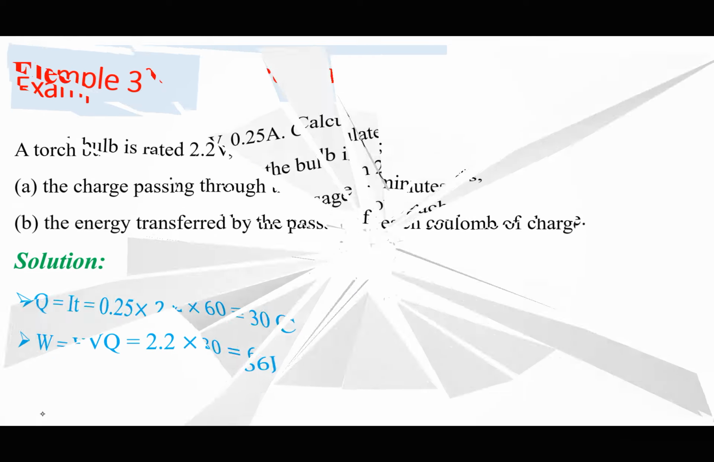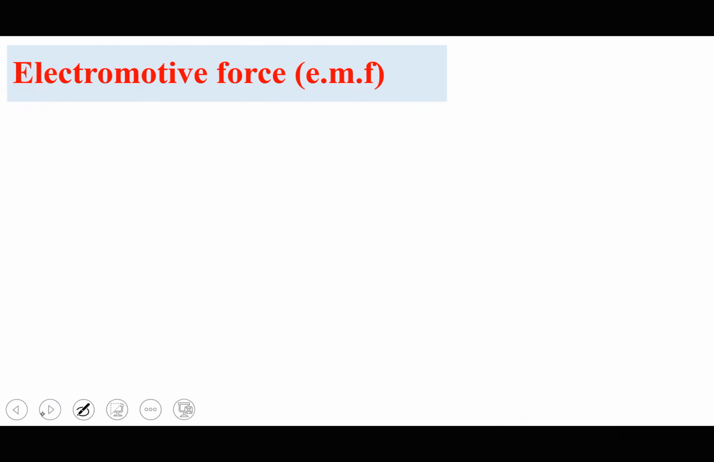Let's also briefly talk about EMF. So what is the difference between EMF and PD? We saw that when a battery is connected in a circuit, it makes one end of the circuit positive, another end of the circuit negative. In the absence of the battery, we don't have a difference in potential, no current flows. So it means that the battery is the origin of a difference in potential.